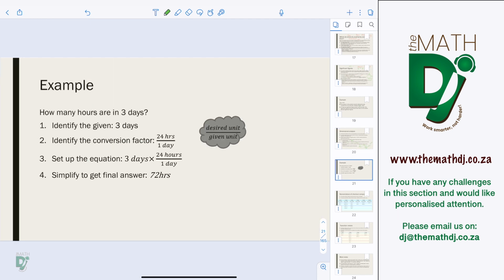So let's look at an example. How many hours are in 3 days? Identify the given: we've got 3 days. Identify the conversion factor: you know that 24 hours is equal to 1 day. Then set up the equation: 3 days times 24 hours divided by 1 day. The days cancel, so it will be 3 times 24, and you get 72 hours. So this is how you do dimensional analysis. Dimensional analysis is basically converting units from the given to the desired unit.